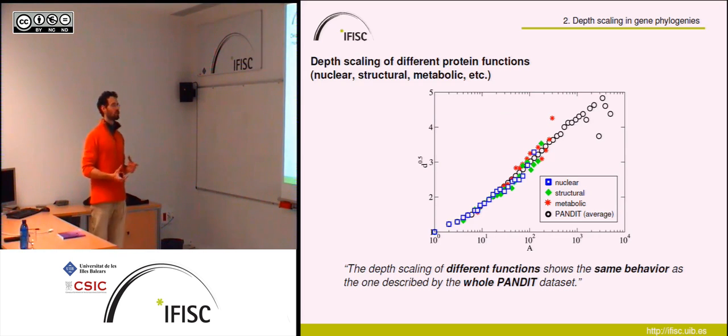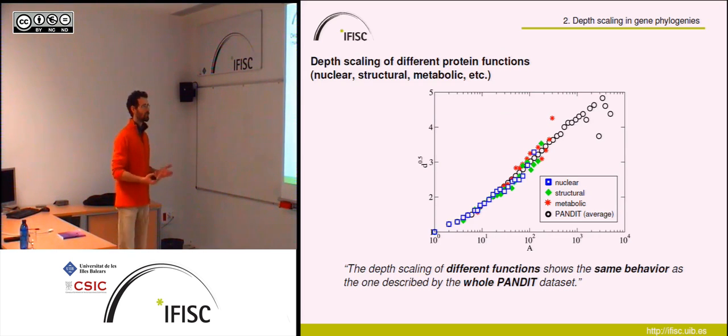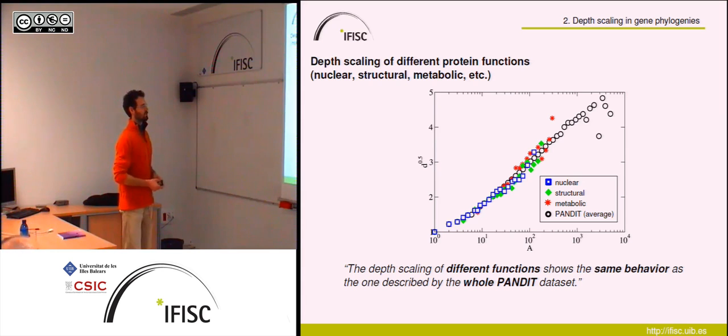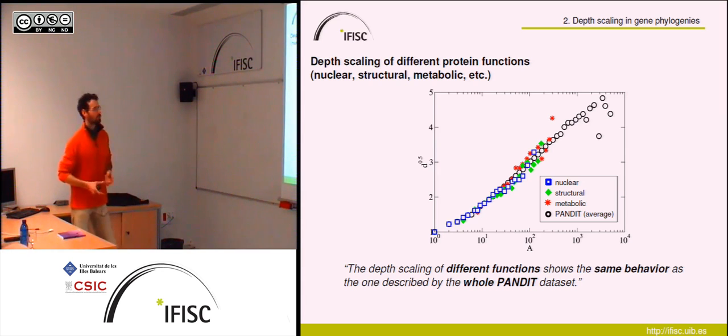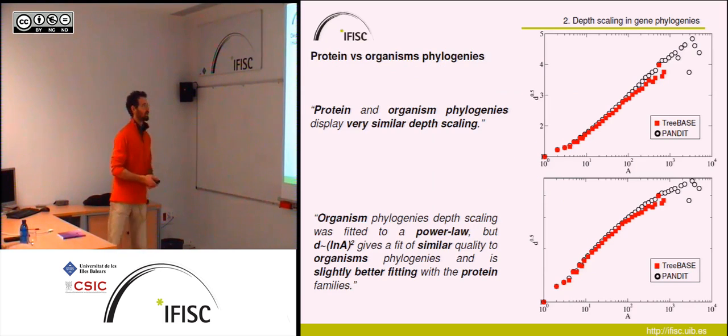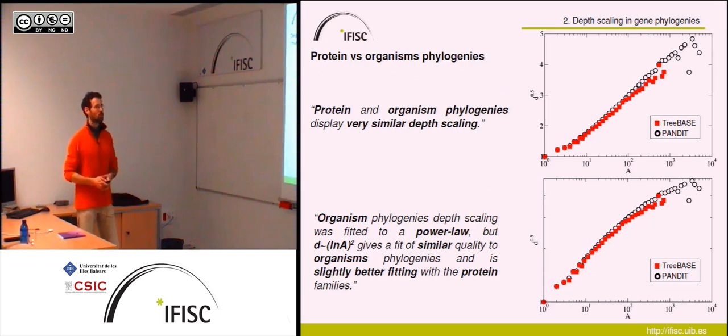In order to check how preserved this average behavior is, we analyzed the whole Pandit database. If we discriminate between the different protein functions, what we did was select a set of phylogenetic trees with different functions, and what we observed is that the depth scaling of these protein phylogenies with different functions shows the same scaling behavior as the one depicted by the whole Pandit database.